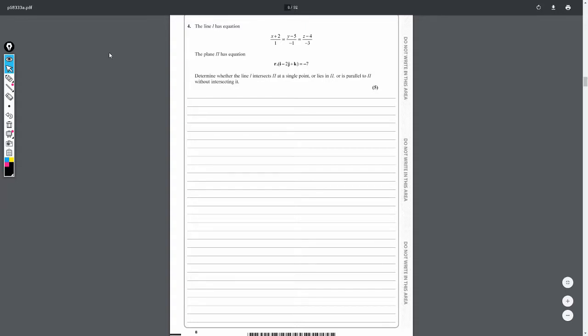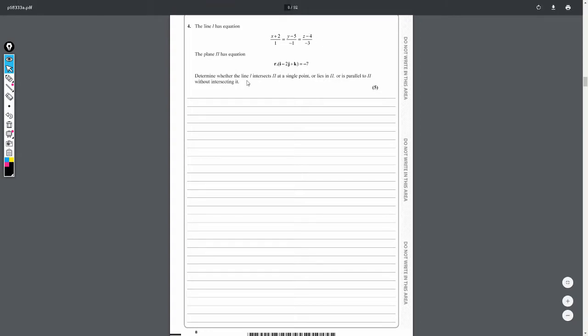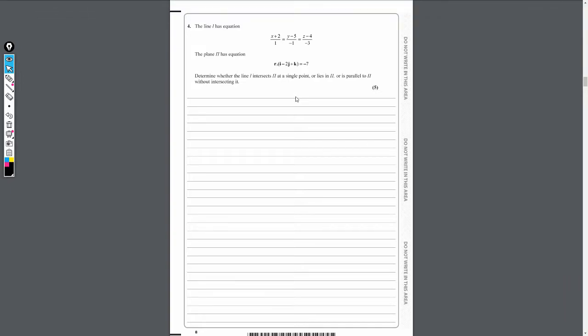Moving on to question 4 now, we have a question here on 3D vectors. It's a pretty brief question, and what it's asking is, can we determine whether this line here, the line L with this equation, intersects this plane pi at a single point, does it lie in pi, so lie on the plane, or is it parallel to pi without intersecting it? So 5 marks for this. Let's jump straight into it.